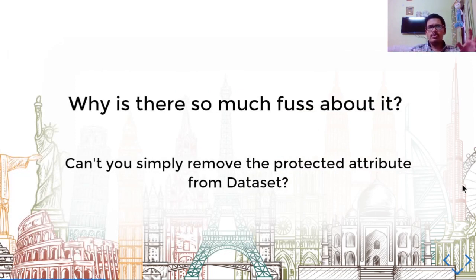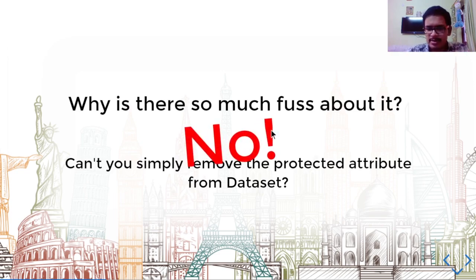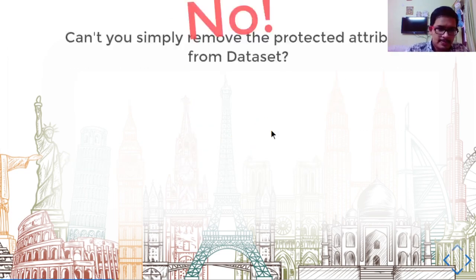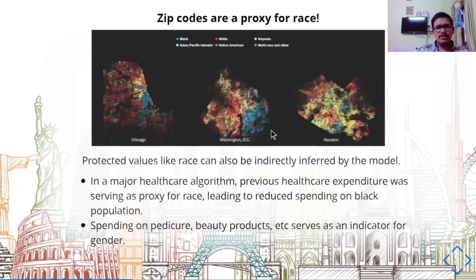So you might be confused, why is there so much fuss about it? Can't you simply remove the protected attribute from the dataset? Well, it turns out that no, you can't do that. Let's see why. That's because protected attributes like race can also be inferred from other attributes. For example, zip codes are a proxy for race, as has been shown in the image. So you could say, let's remove zip code as well.